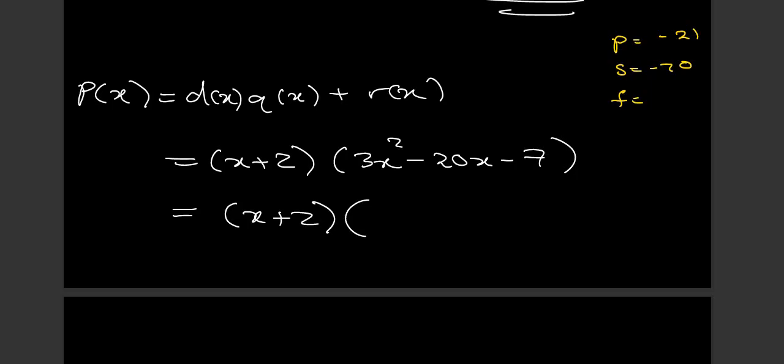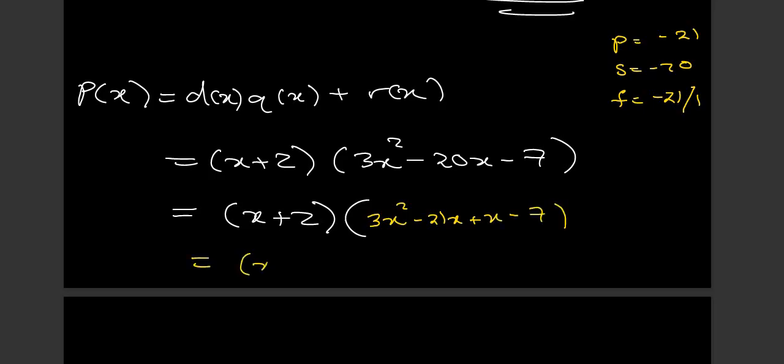Negative 7. Negative what? I think negative 7 and 3, but I'm not sure. 3x squared, we'll use negative 21 and x and 1. This is what you get.